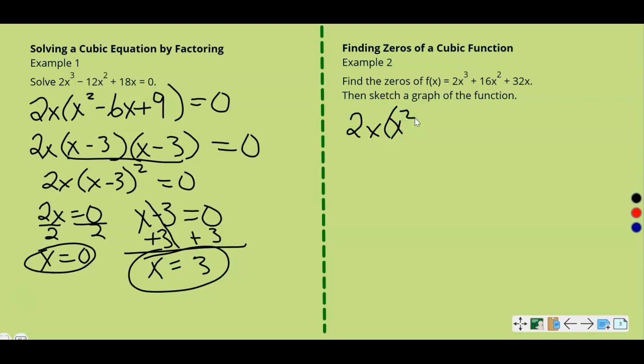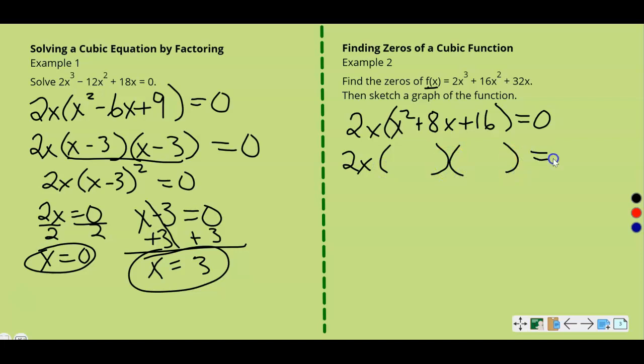I'm left with x squared. 2 goes into 16 8 times. I have x left over. 2 goes into 32 16 times. And the x is already factored out, so there's no x in the last term. All right, so that can be set equal to 0. In place of f of x, we're just plugging in 0 so that we can solve. And then we're going to say 2x times what?